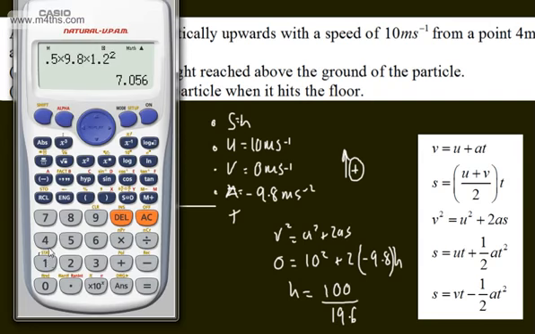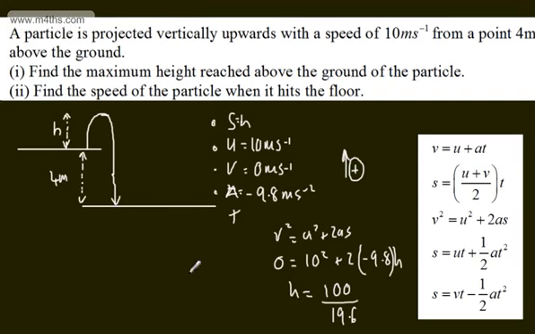So we've got now 100 divided by 19.6. So that gives me h. So that's h now. Let's just grab that back up. Let's have our answer. And that is going to be 5.1. Now what we need to do is add it to the 4. So this total distance now, if we consider above the ground, is this.